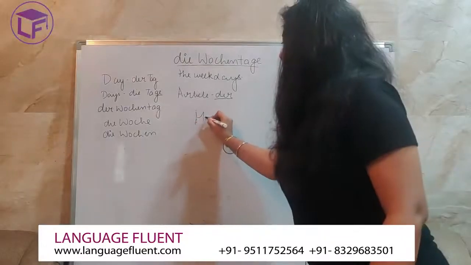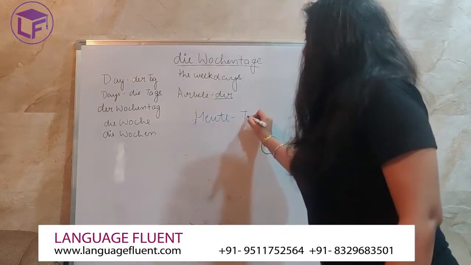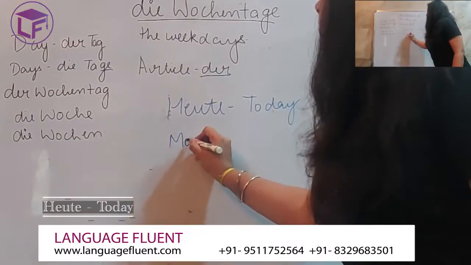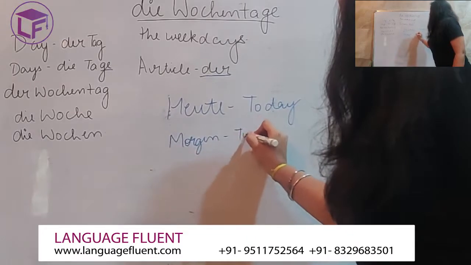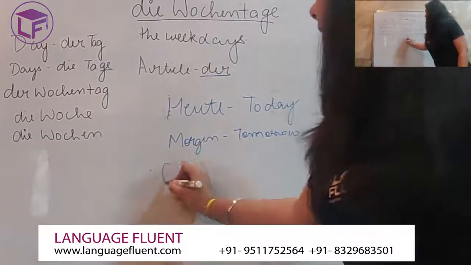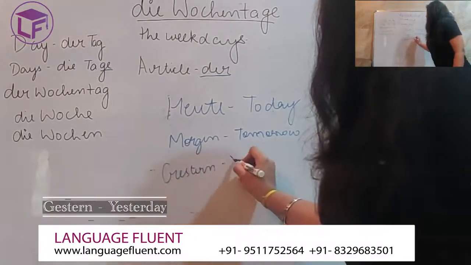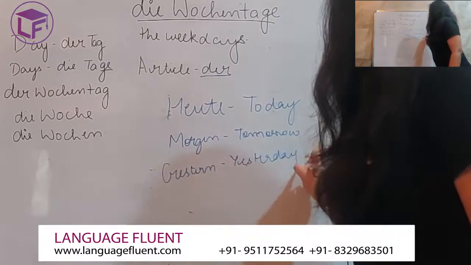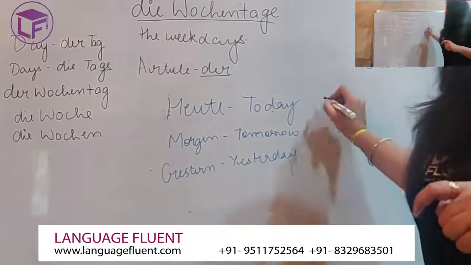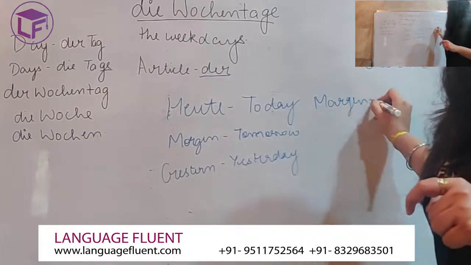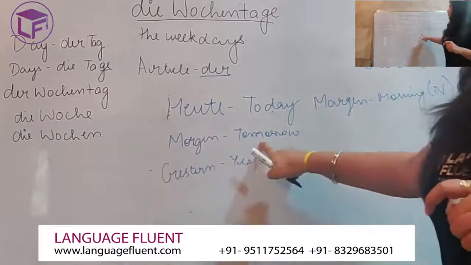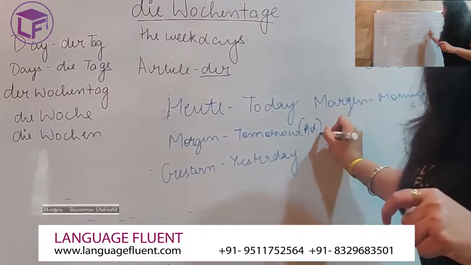Let's learn heute. Heute means today. Then morgen means tomorrow. Then gestern means yesterday. So morgen means tomorrow and morgen also means morning. But morgen, which is morning, is a noun. But morgen, which is tomorrow, is an adverb of time.